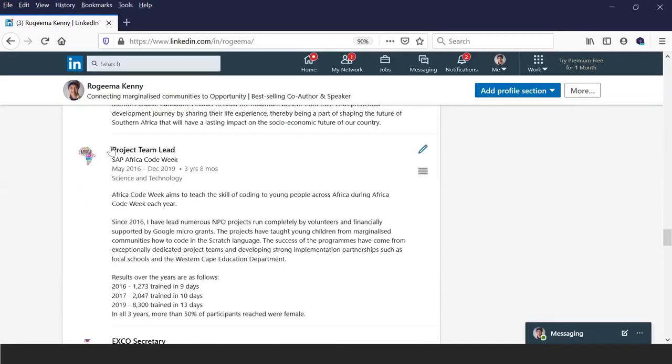Then this one is a little bit different, which is the South Africa Code Week, a project which I am extremely passionate about. I've been doing it for a couple of years. And this is one where I actually went into a little bit more detail, actually a lot of detail, and I treated it as if it was a formal job in terms of what I put on LinkedIn. The reason for this is that it showcases skills that do not come through in my formal work experience.